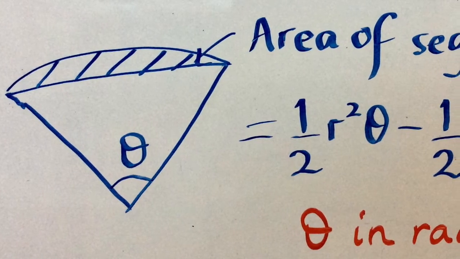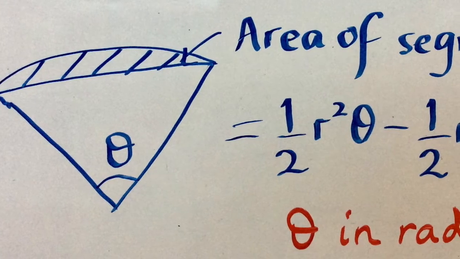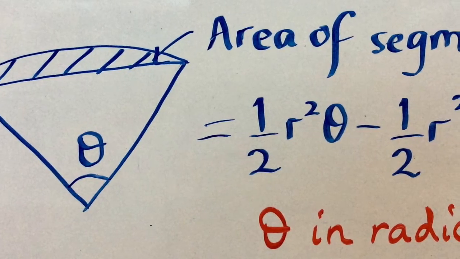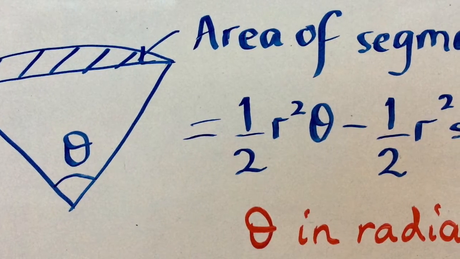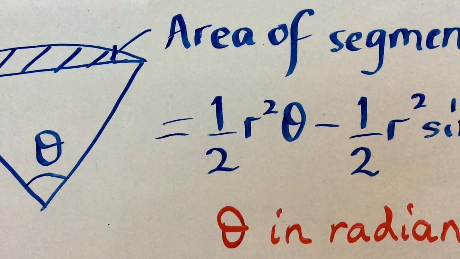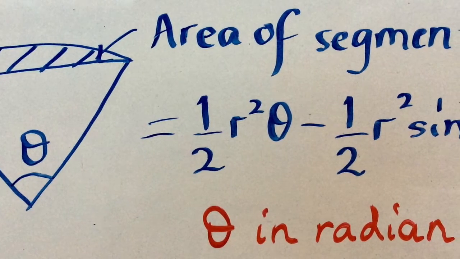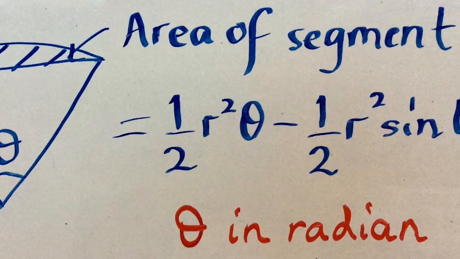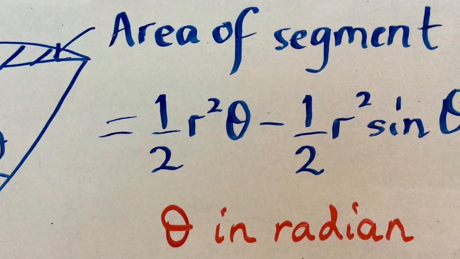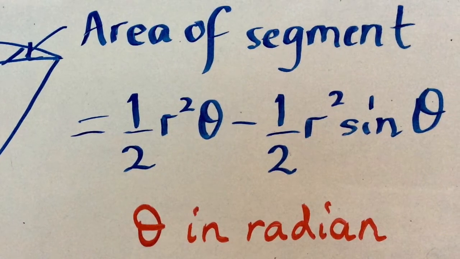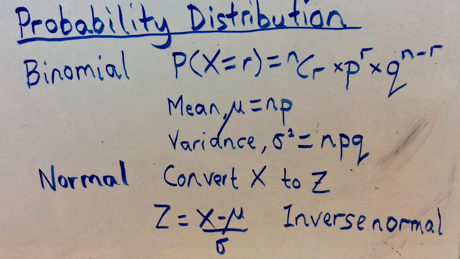Next we're going to revise the area of segment. To find the area of the segment is simply 1 over 2 r squared theta minus 1 over 2 r squared sine theta. Sometimes your triangle's two sides are not the same length, and then you can use 1 over 2 ab sine theta. Bear in mind as well, your theta should always be in radian. So you have to make sure your calculator mode is in radian mode, otherwise you will not get the right answer.